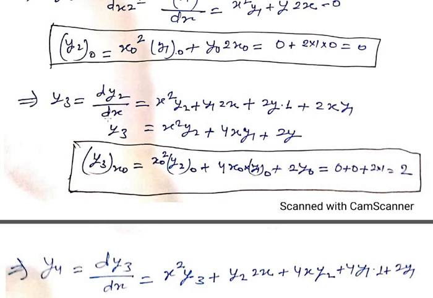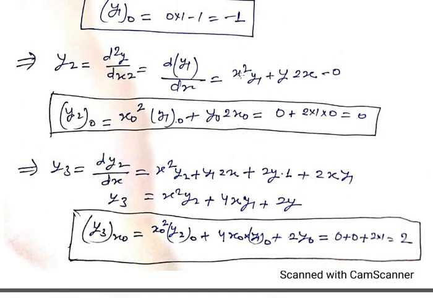D of d2y by dx2 by dx, and d2y by dx2 is what? y2. It means now I have to differentiate this function y2 with respect to x. y2 is what? x square y1 plus 2xy. So we have to apply again 2 times multiplicative rule. So apply multiplicative rule in the first term.